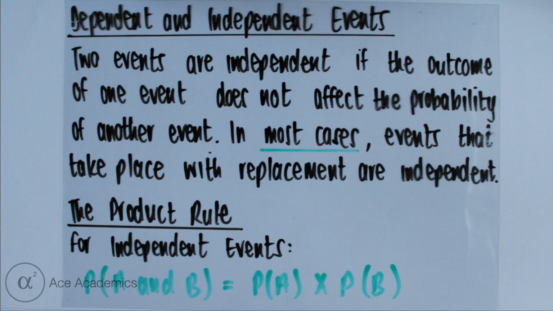Now, let's look at the product rule. The product rule is only applicable for independent events. It's very important to note that. And the product rule states that the probability of A and B is equal to the probability of A multiplied by the probability of B. Now let's look at an example.